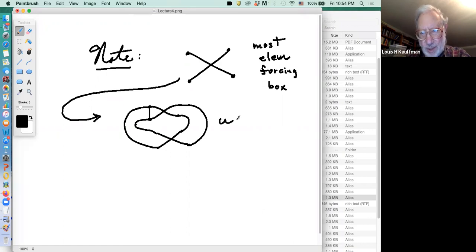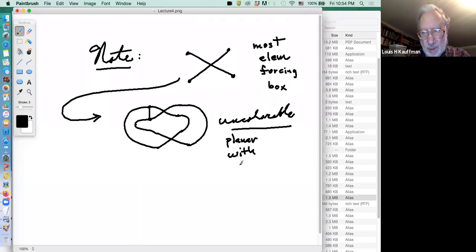And this is uncolorable. But in fact, planar, with isomers. Right, this is graph isomorphic to the dumbbell.